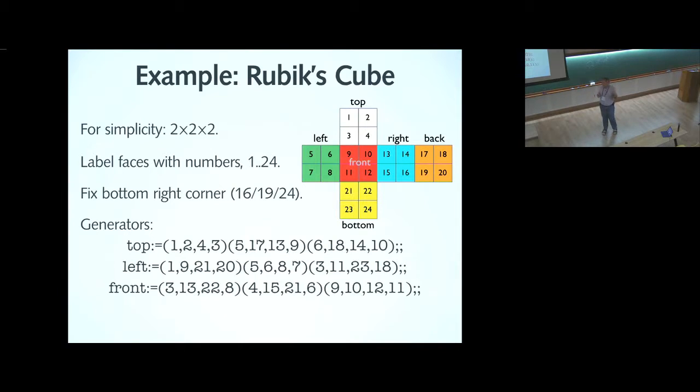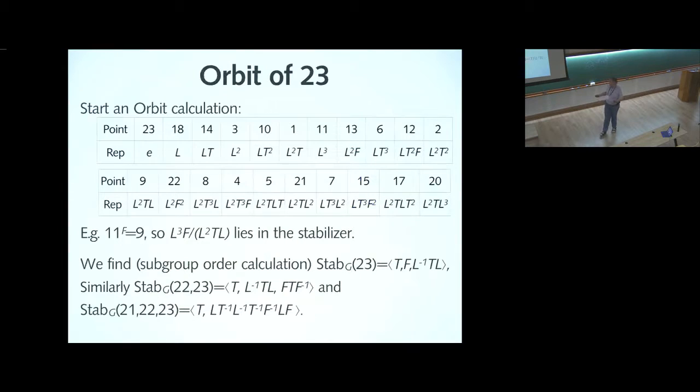So what I actually will do is I will assume that the bottom right back corner, that's the corner 16, 19, and 24, this stone is fixed in space. That takes care of rotations in space, and therefore I have just 3 generators. I have a top rotation, a left rotation, a front rotation. So if I do an orbit calculation, let's take the point 23. What is the orbit of this point under different elements?